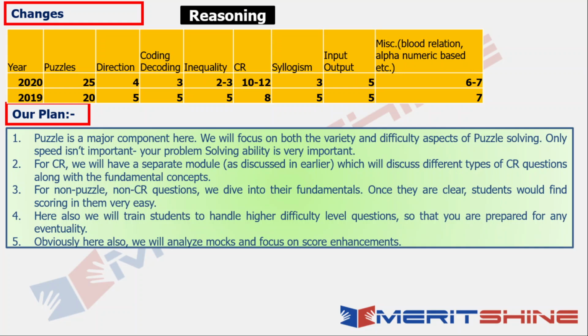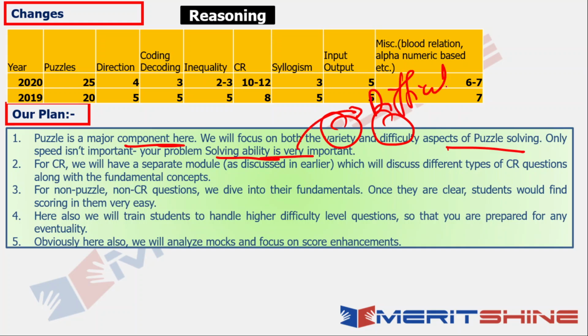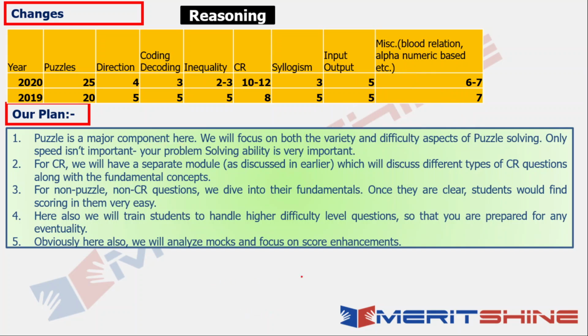So, let's look at what our plan is, and then we'll talk about what you should do if you are preparing by yourself. Puzzle is a major component here. We'll focus both on variety and the difficulty aspects of puzzle solving. And remember, just like Quant, only speed isn't important. Your problem solving ability is very important, because if the paper is difficult, then your speed would automatically come down in solving puzzles and Quant questions.